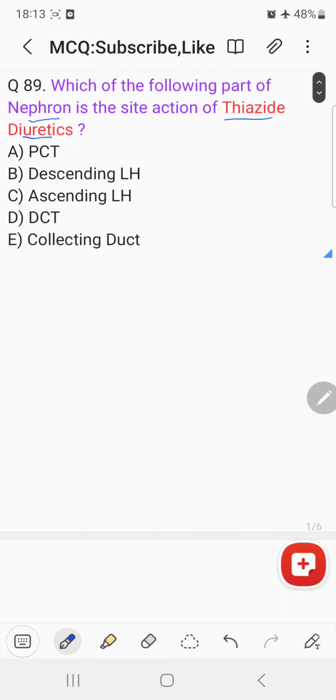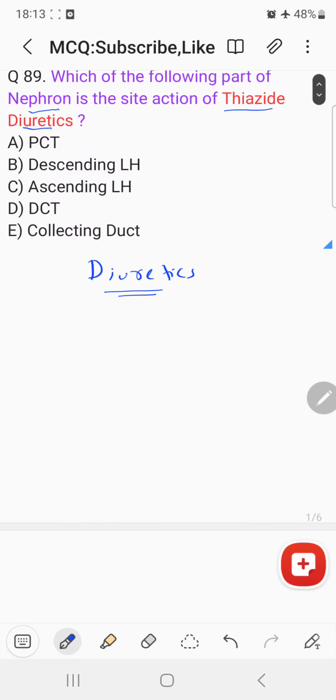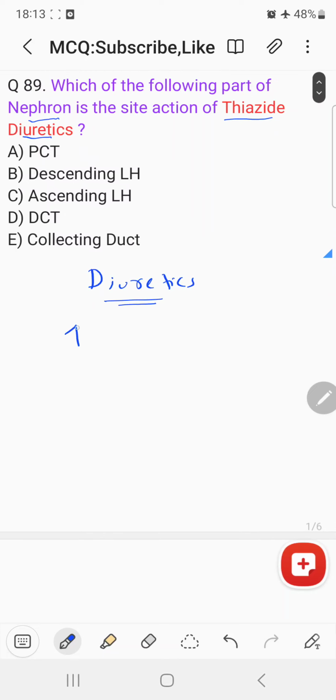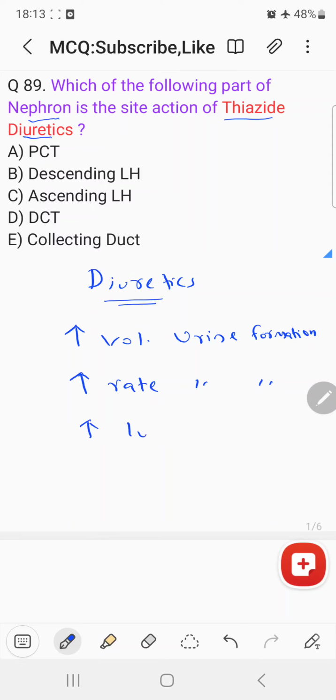So before coming to the correct answer, let's understand a few points about diuretics. Diuretics are drugs which increase the volume of urine formation. They also increase the rate of urine formation. They also increase the loss of sodium as well as water in the urine.